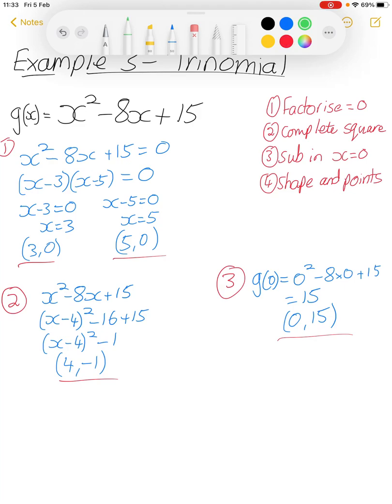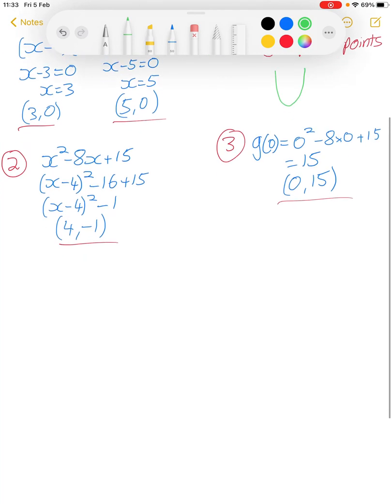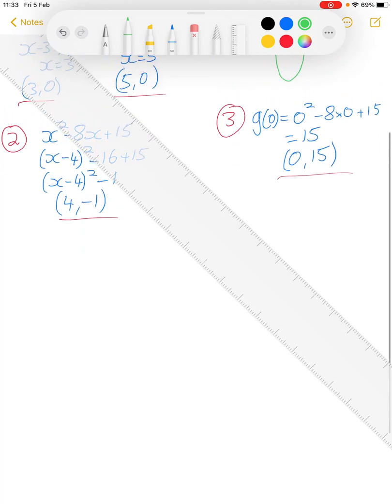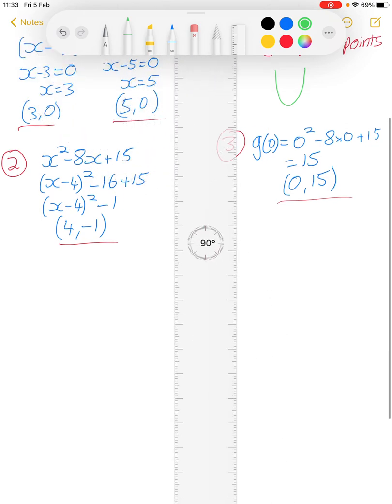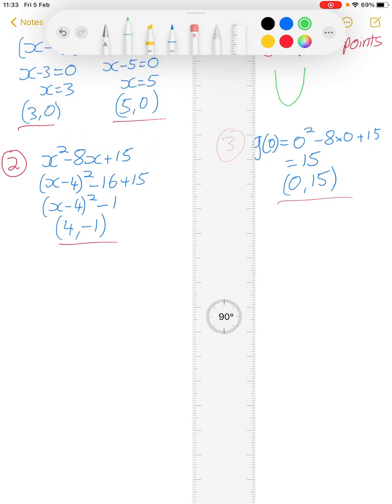And the last part I need to do is the shape. So back to the original, x squared take 8x plus 15. Looking at the x squared only, that x squared is positive, which means it's a happy face. Smiley graph. Okay, so drawing my axes.